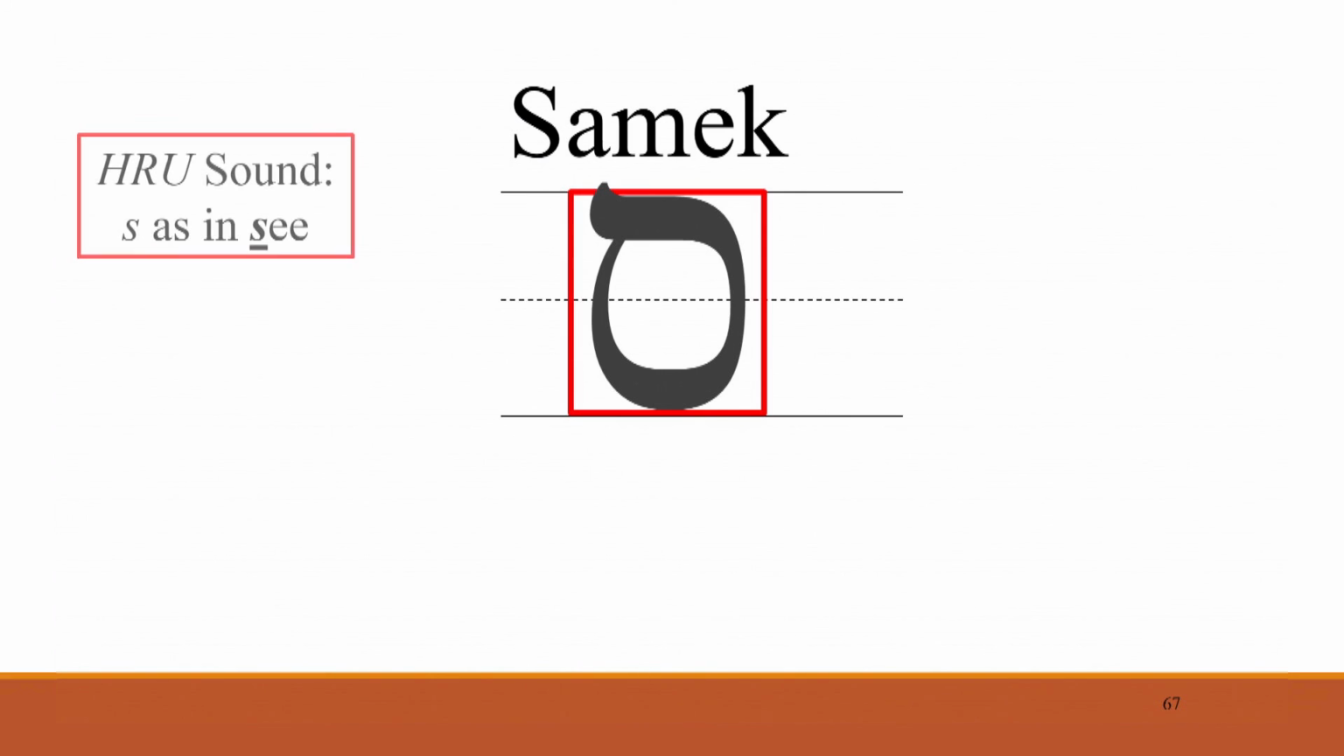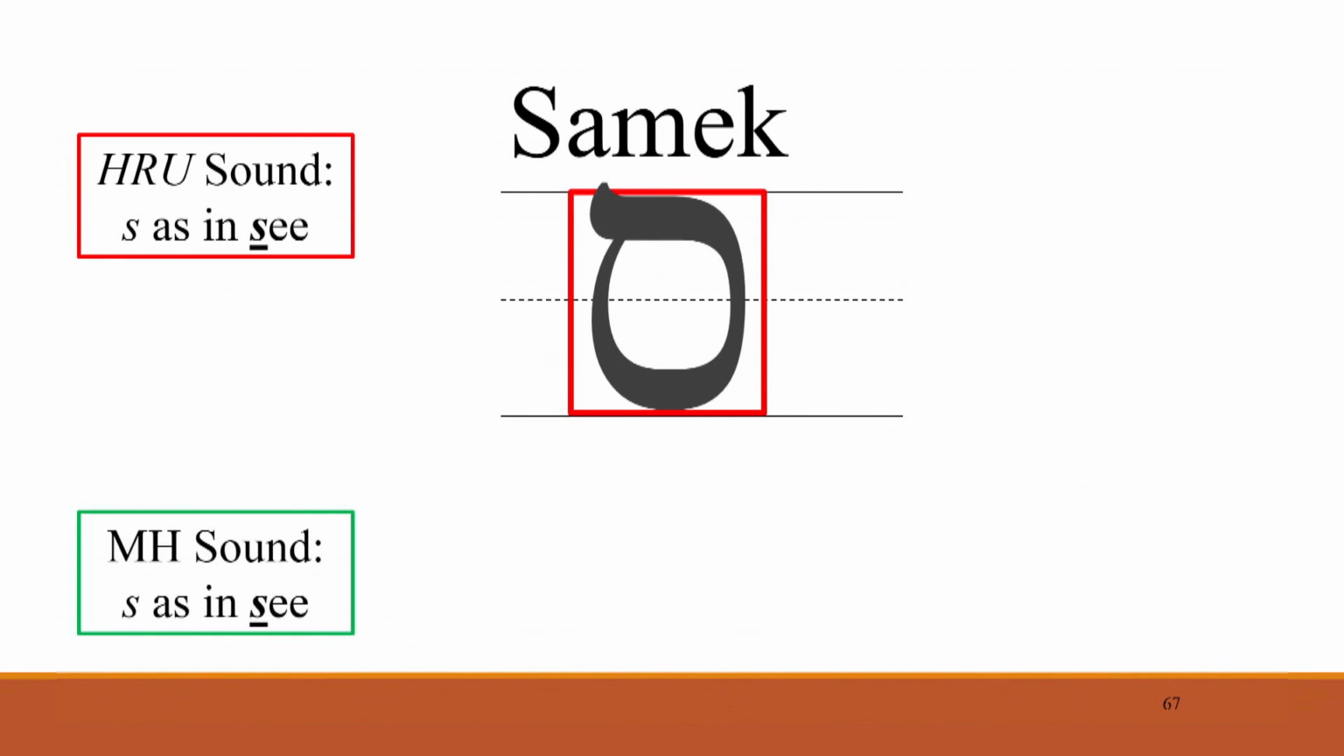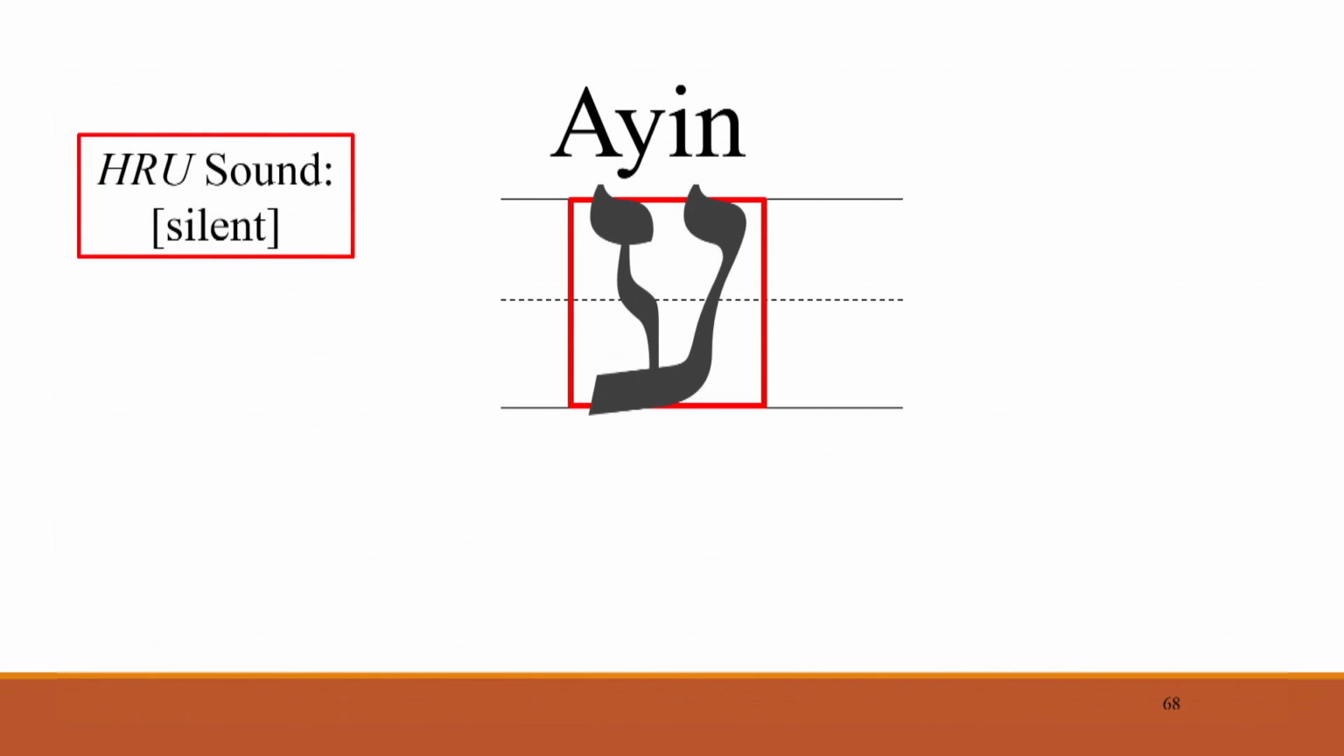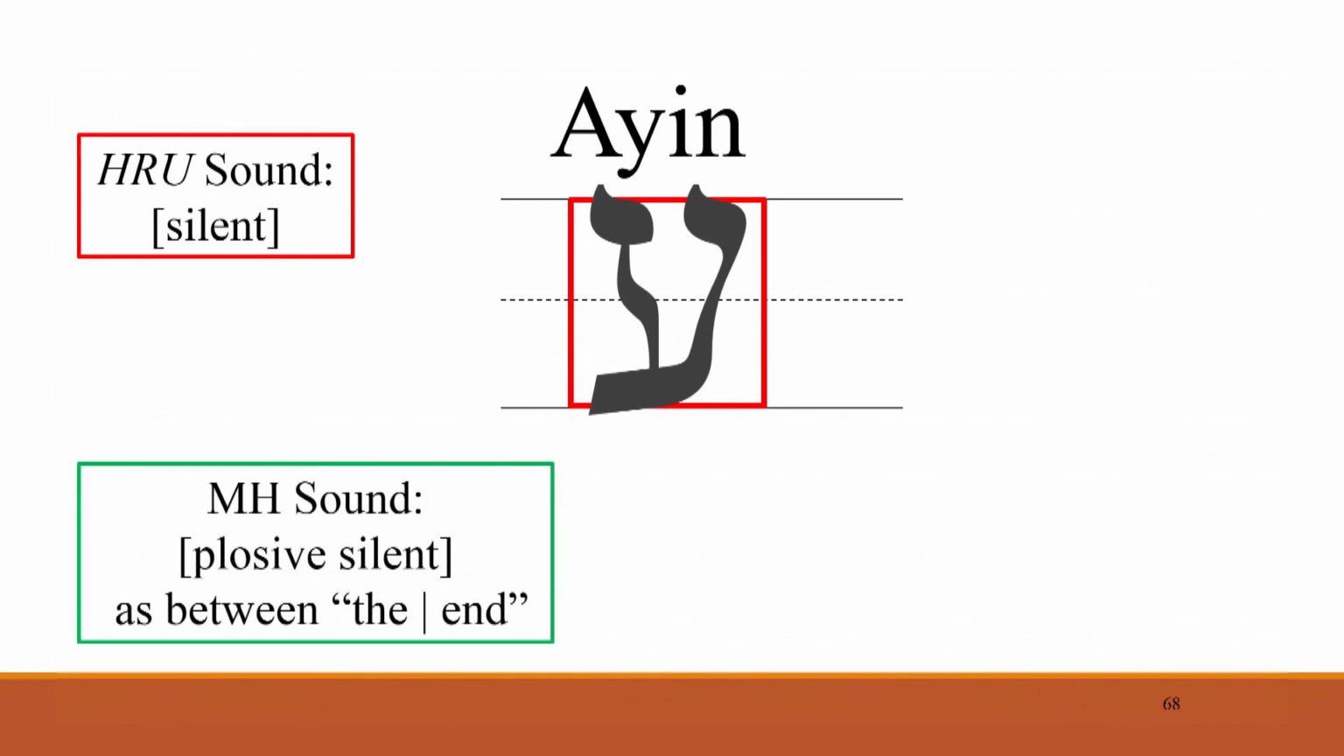Samech, it makes the sound s, as in see. Modern Hebrew, same thing. The next letter is ayin. In Hebrew, for the rest of us, it just makes a silent sound. There is no sound. But in modern Hebrew, it's just like the aleph.